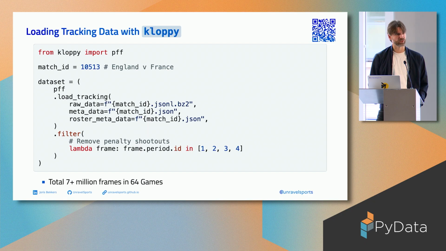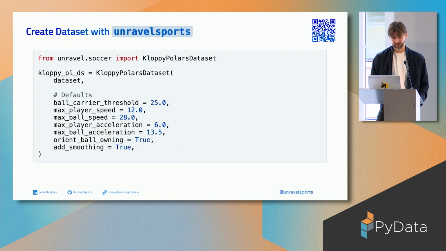And for each game, we don't want any frames associated with the penalty shootout, because we might get a whole lot of penalty goals in our data set, which is not really useful. So we filter to only the frames that are in the first half, second half, or in overtime. And yeah, so we have 7 million frames in 64 games.